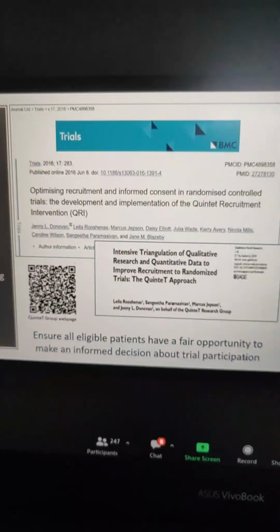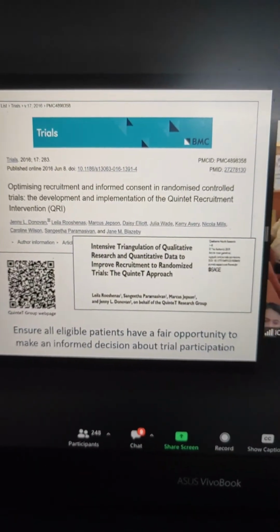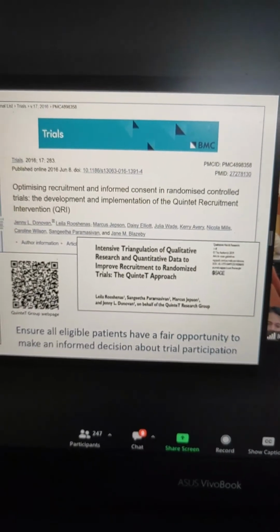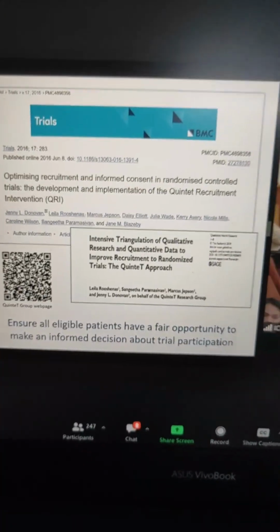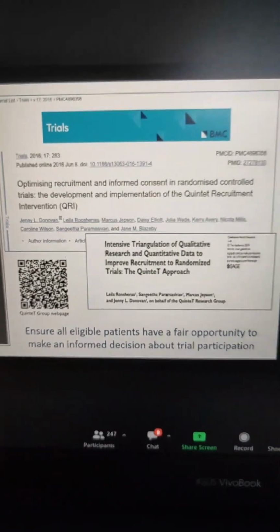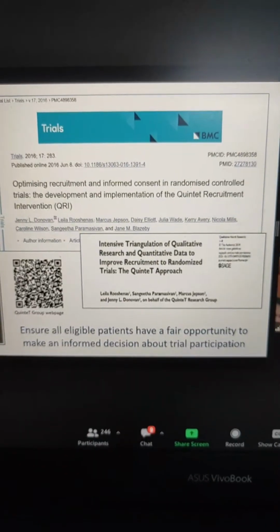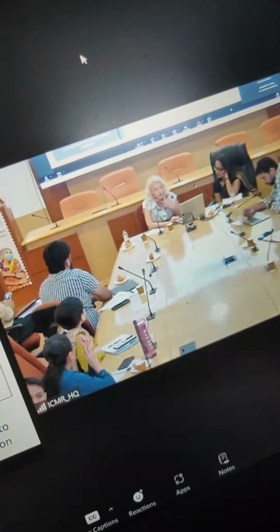We've got a protocol paper there, we've got a paper on our methods. And ultimately, we want to make sure that all eligible patients actually have that chance to make an informed decision about whether or not they want to take part. This is an intervention that we've developed and delivered in roughly about 80 trials so far over the 20 years. So it's not just a one-off, the starter trial.